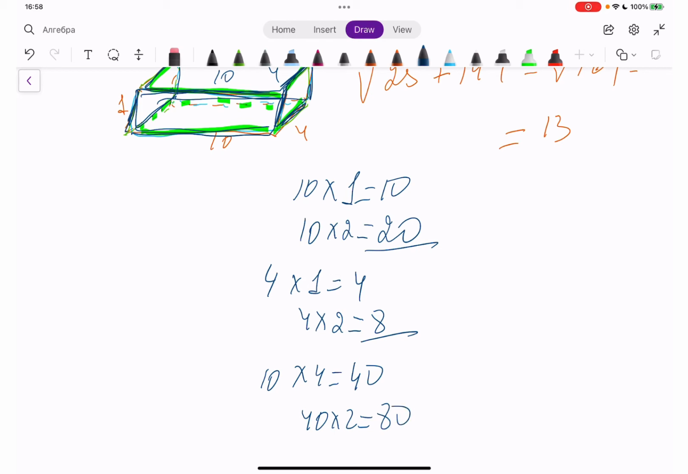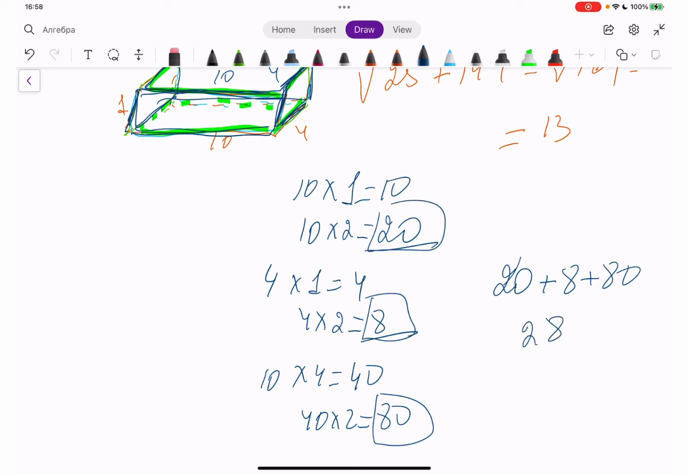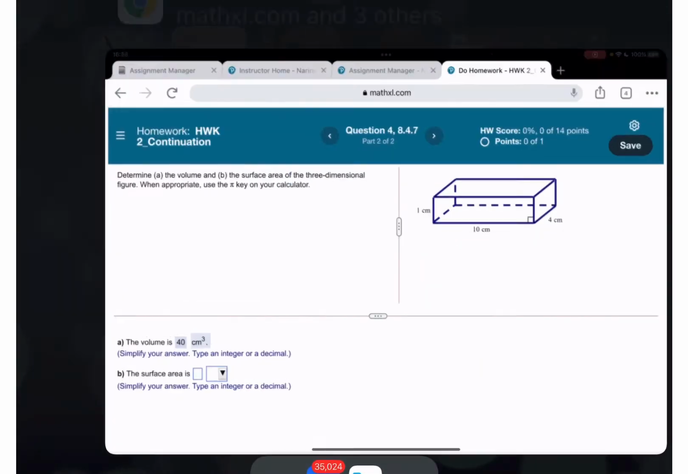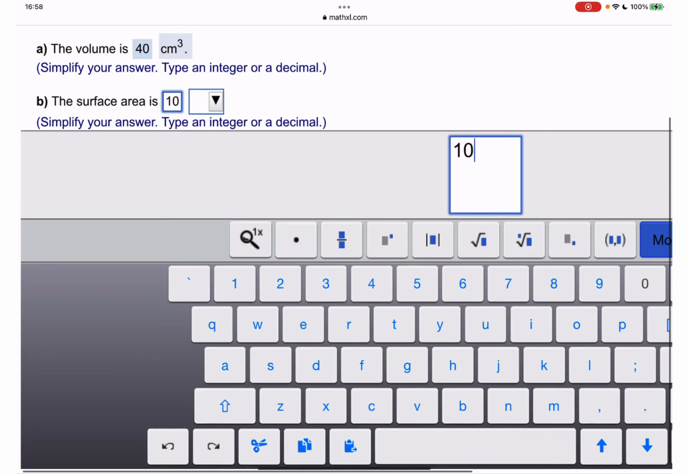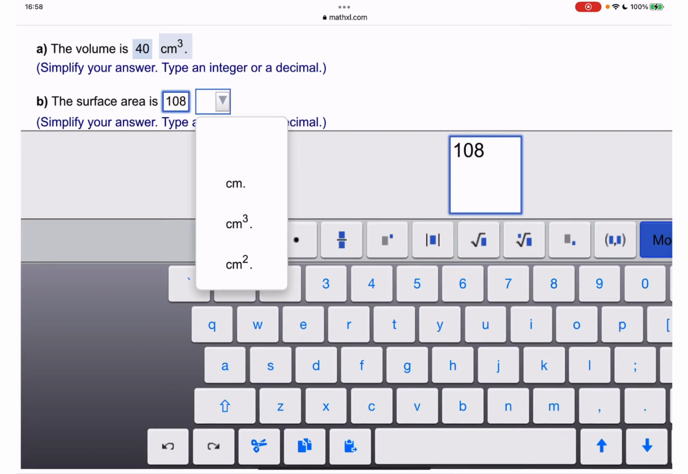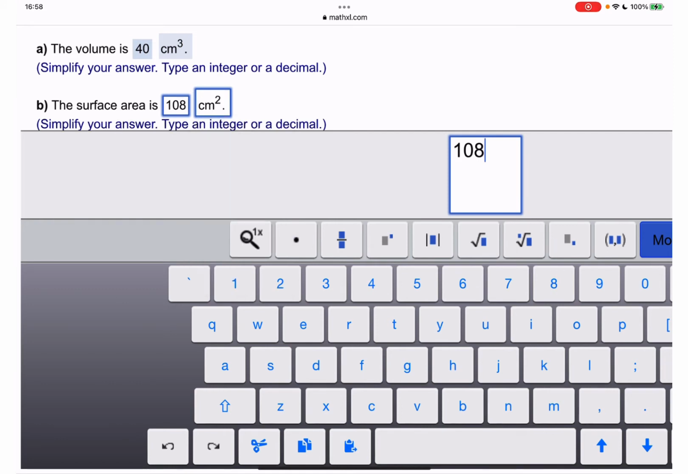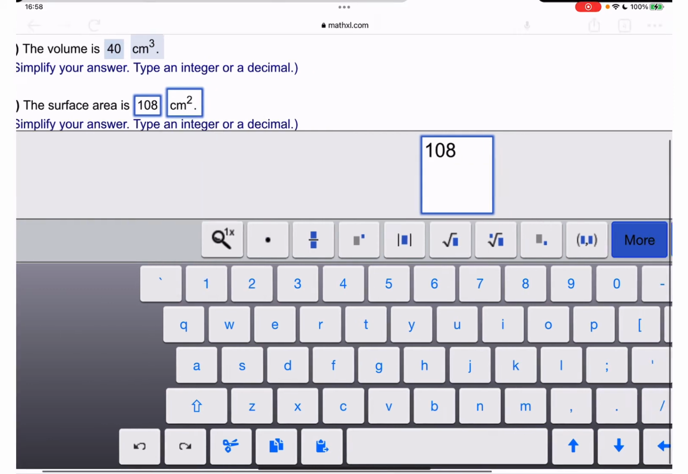So to find the surface, we are going to add 20 plus 8 plus 80. Those are our surfaces. So it's going to be 28, right? And plus 80, it's going to be 108. Okay, let's write it down. So the surface is going to be 108, and it's going to be squared only because we are getting only the area and there's no volume.